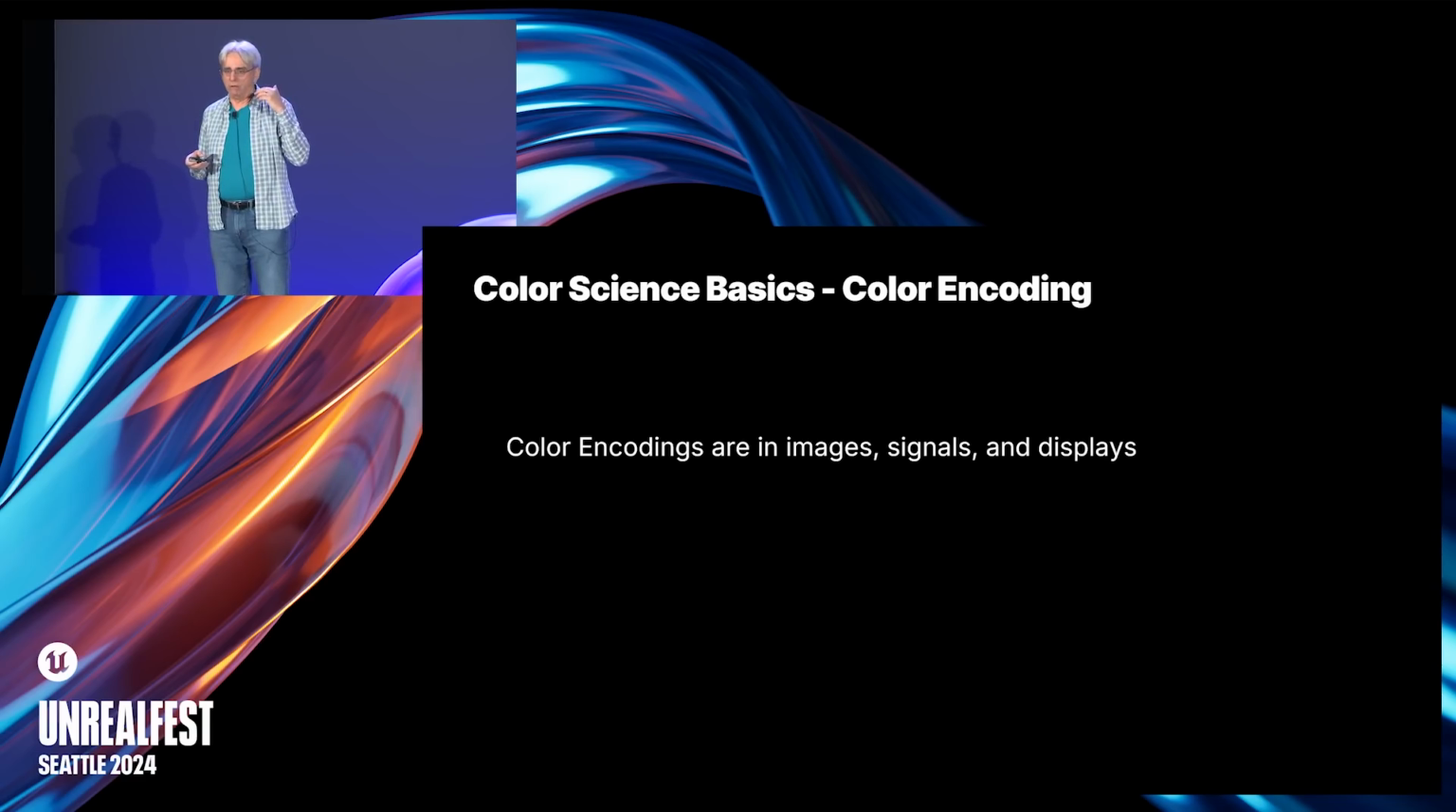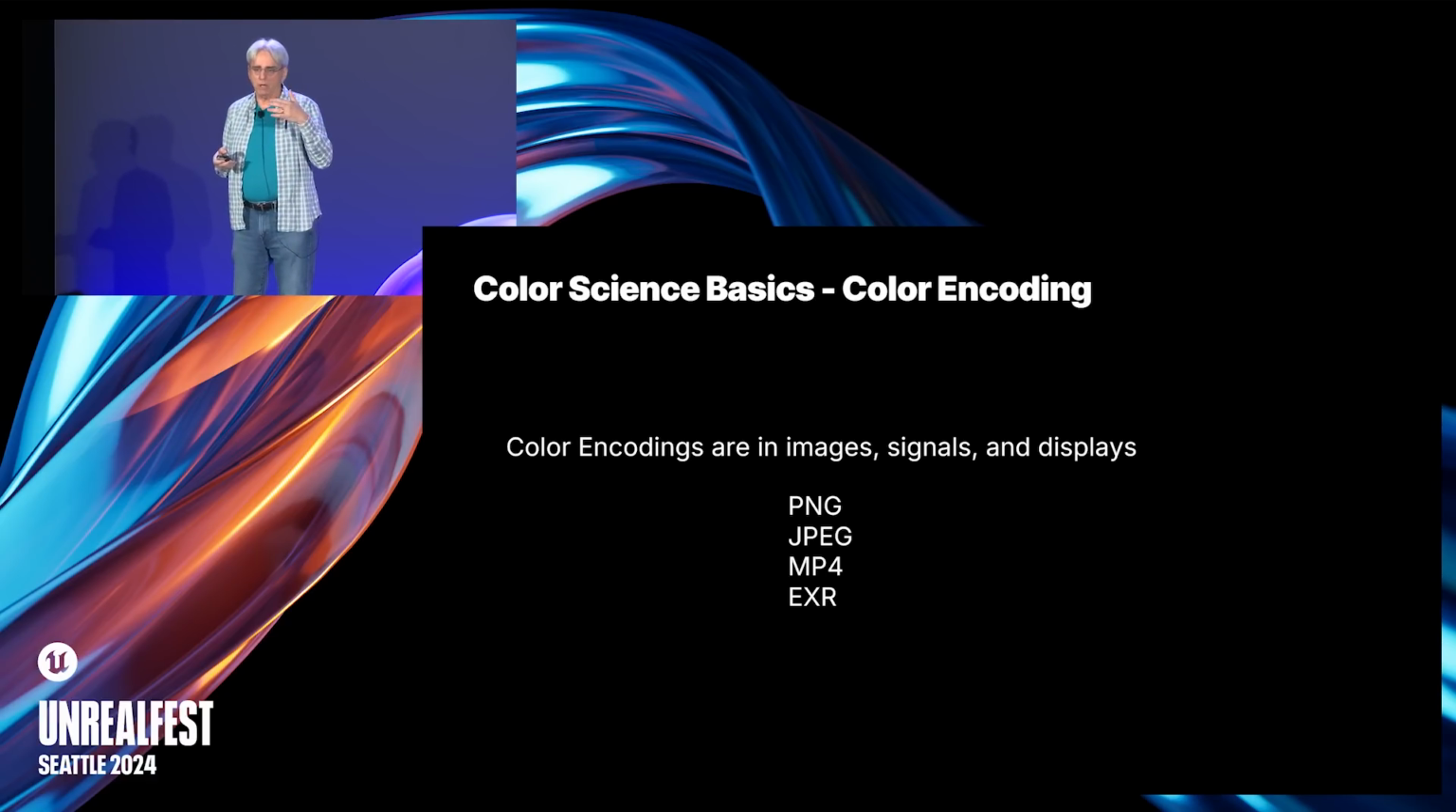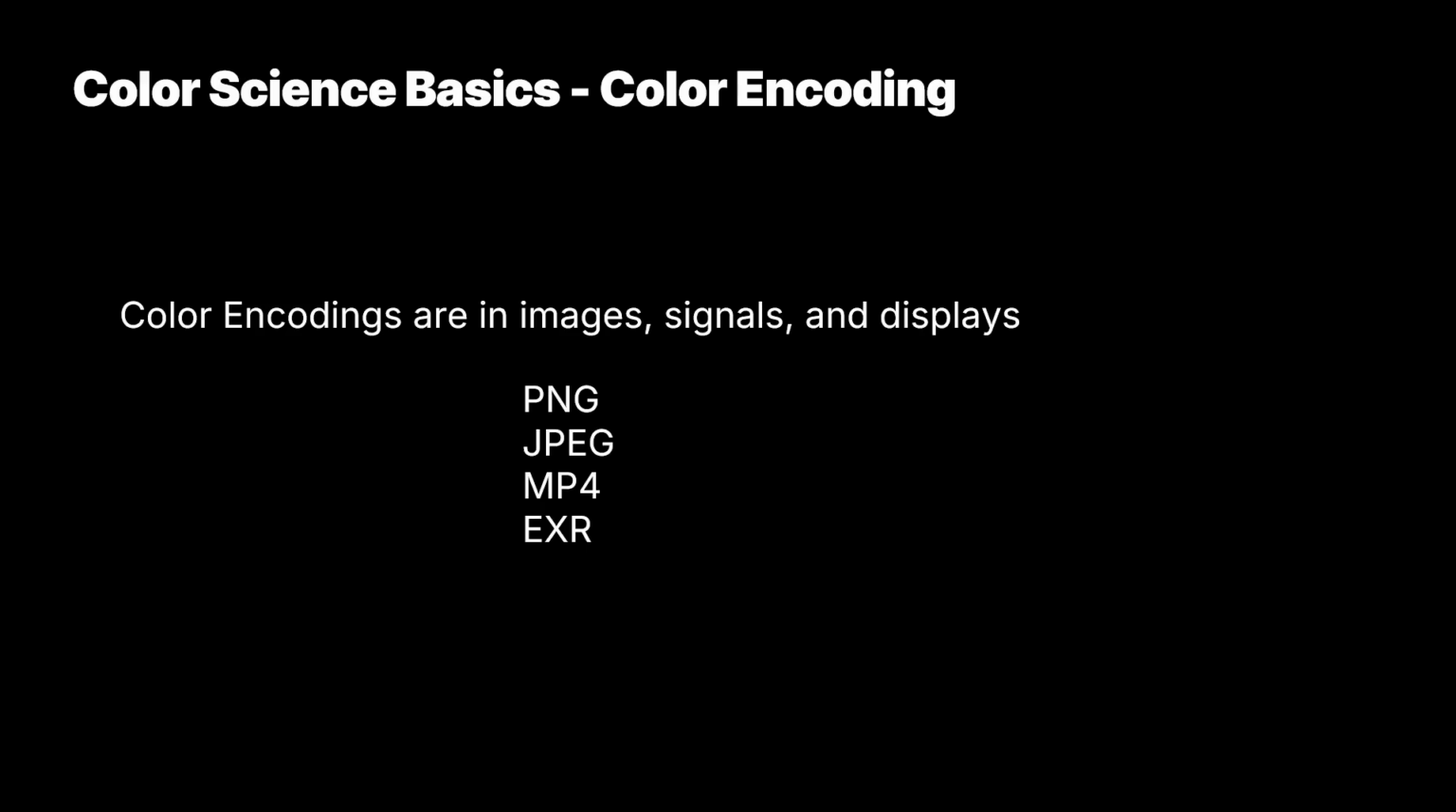So we did color space, and that is the thing that tells us what color red is, but color encoding is what tells us how much light we have. Because when we encode these values, in rendering, we're going to be doing it in linear. But if there is a color encoding other than linear, we have to keep track of how bright the values truly are. And there are some other encodings. They're in images, they're in signals and displays. And so in images, you might see it with PNG, JPEG, MP4, and EXR have different ways of encoding the data so that it can store it at all.